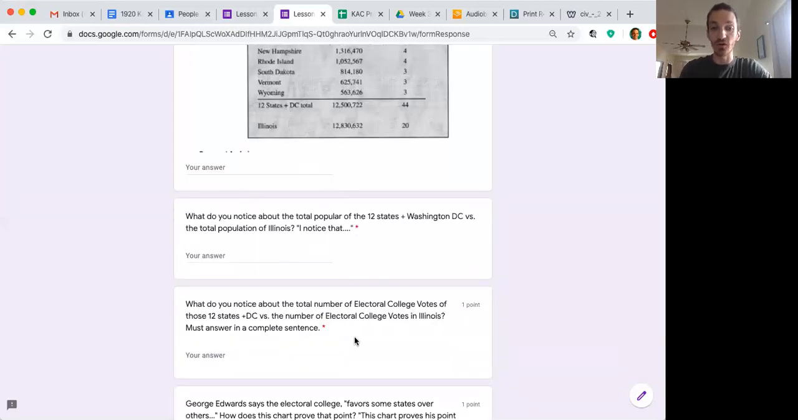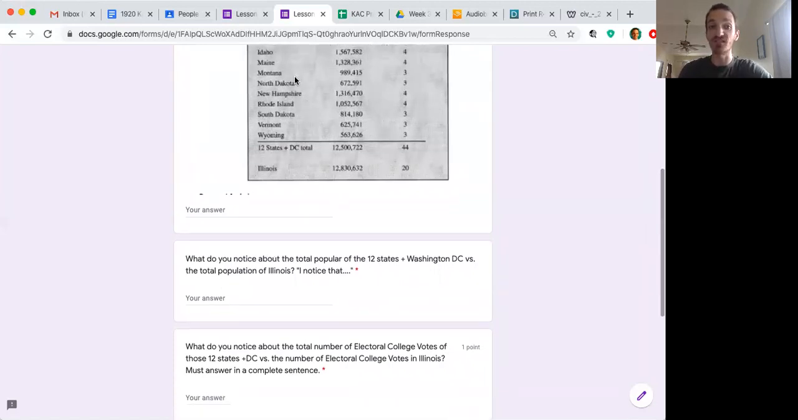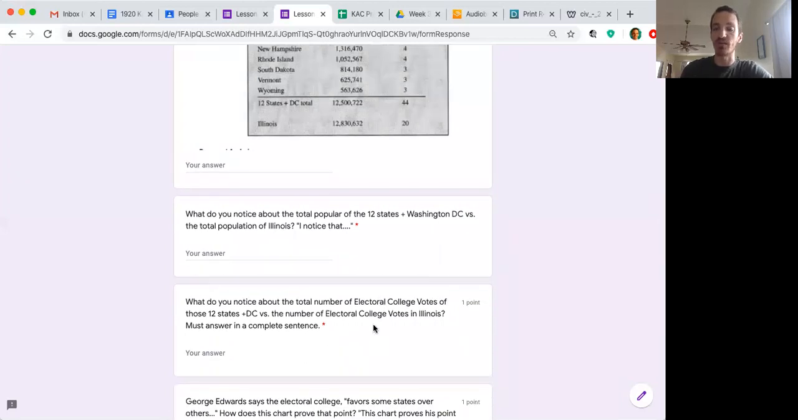Question number 2, what do you notice about the total number of Electoral College votes between these 12 states plus D.C. and Illinois? So this is the Electoral College votes number right here. What do you notice about the Electoral College votes between those two?